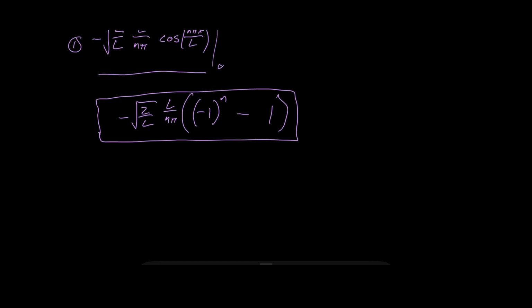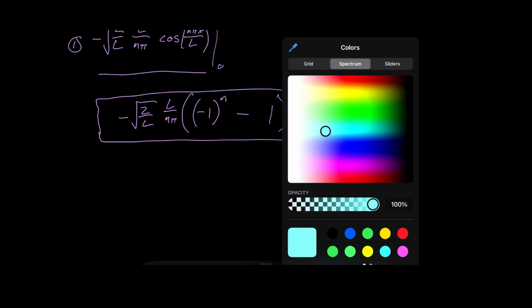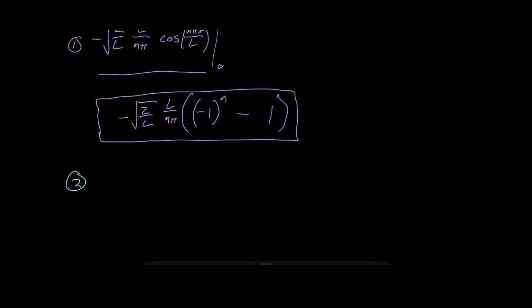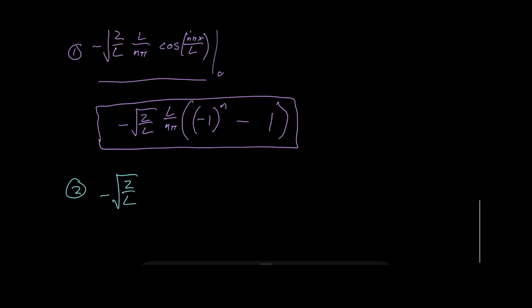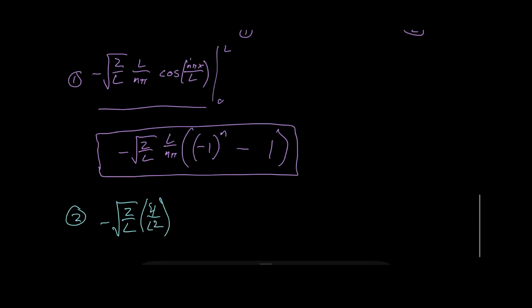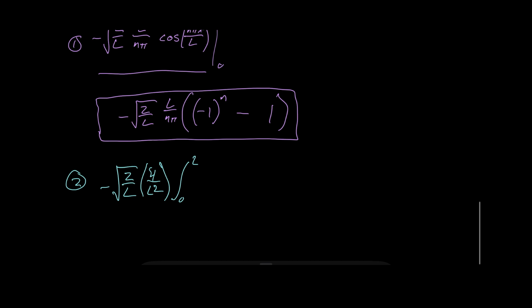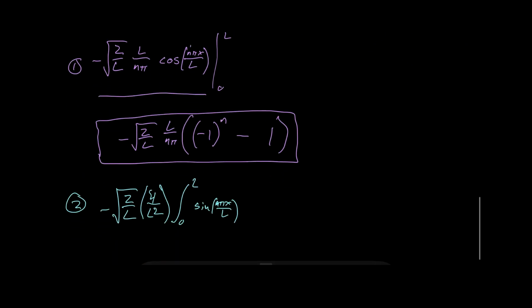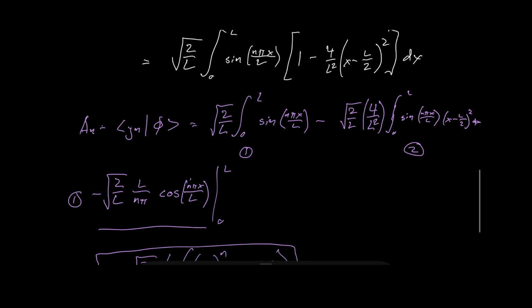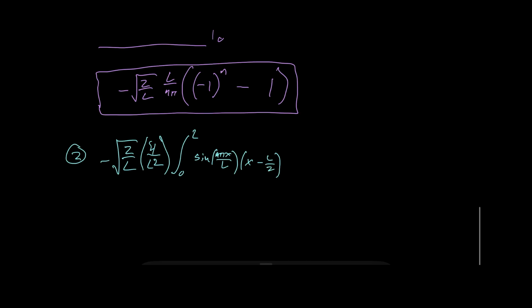Alright, so we're just going to keep that in our things here. Hold it aside for now, and we're going to go into our second integral. Let's just rewrite it really quick. So we get this minus square root of 2 over L, 4 over L squared, 0 to L sine n pi x over L times x minus L over 2 squared dx.